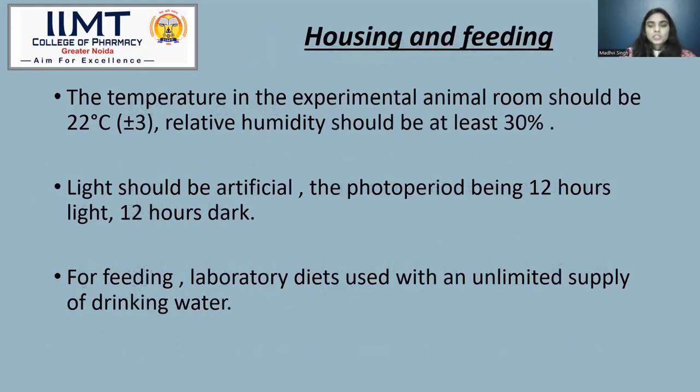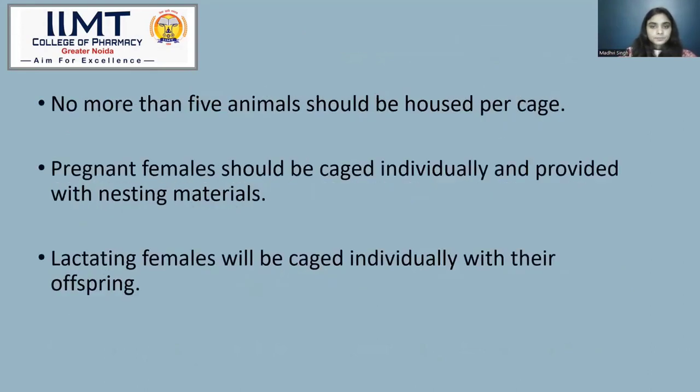Next is housing and feeding. Animal housing: the temperature in the experimental animal room should be 22 degrees Celsius plus or minus 3. Relative humidity should be at least 30%, and not exceed much. Light should be artificial, the photoperiod being 12 hours light, 12 hours dark. Animal feeding: for feeding, a laboratory diet is used with an unlimited supply of drinking water.